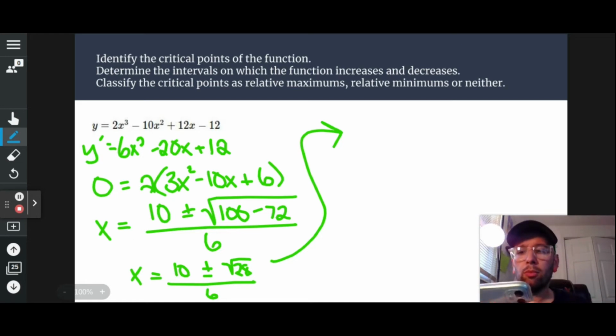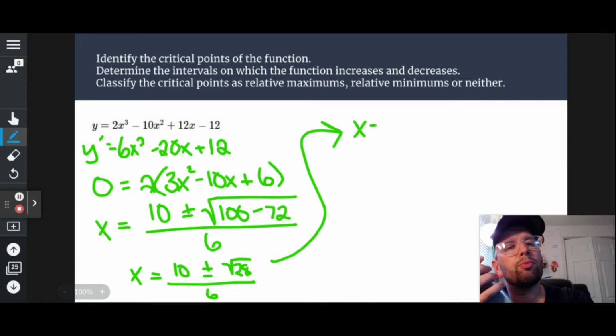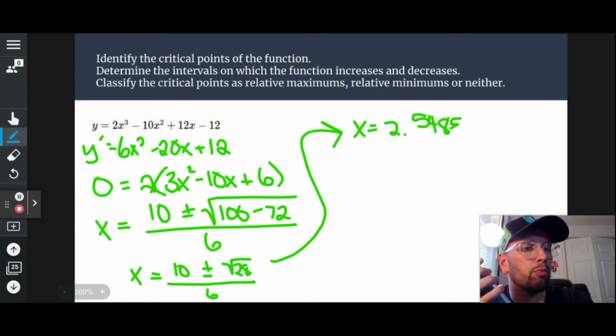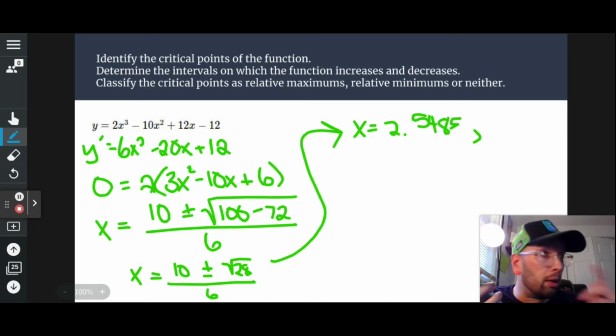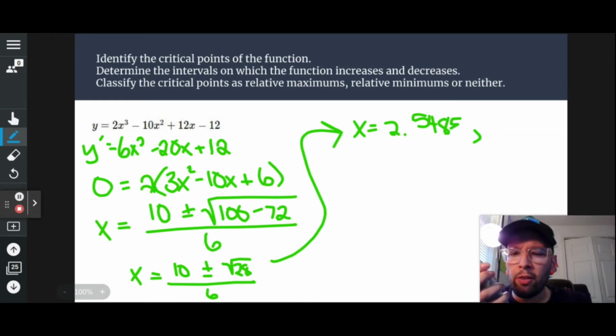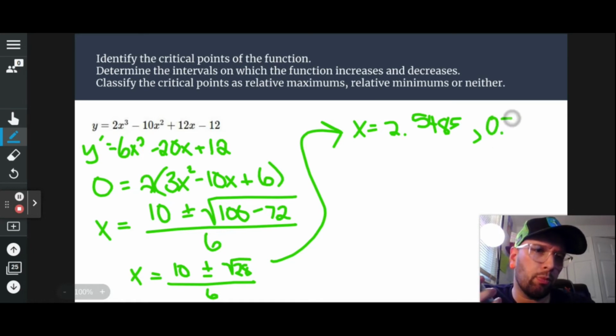10 plus the square root of 28 is approximately 15.2915. 15.2915 divided by 6 is about 2.5485. Then 10 minus the square root of 28 is approximately 4.7085. 4.7085 divided by 6 is about 0.7847.